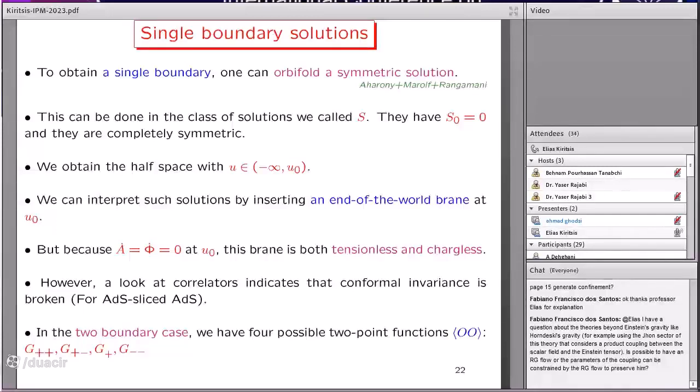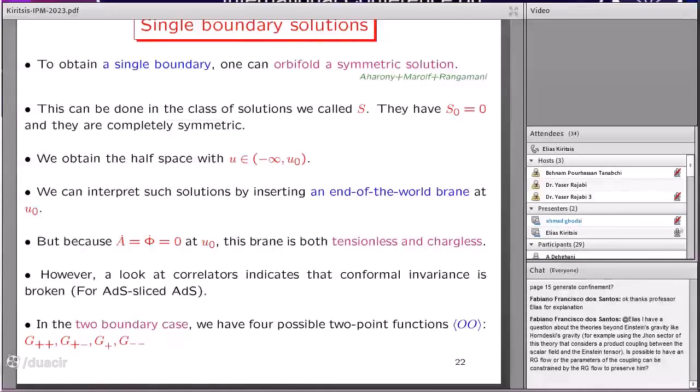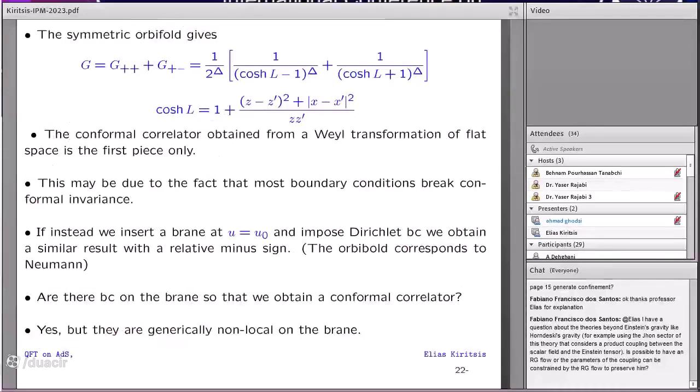However, if you put, for example, a CFT and you make this orbifold on AdS, what you will realize is that conformal invariance is broken. For example, in the two-boundary case, if you look at 2-point functions, you have 4 options. You have a 2-point function where you put both operators on one boundary, both operators on the second boundary, or one operator in one and one operator in the other. This is what is meant by G++, G+-, etc.